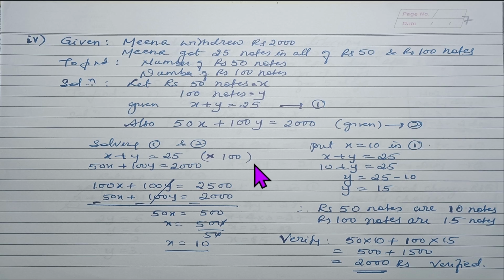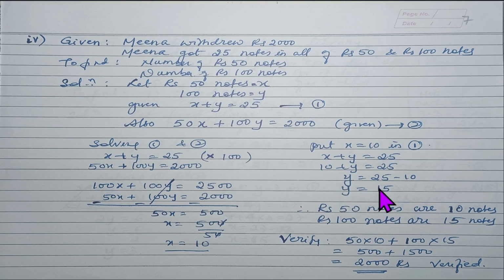Now we have to solve them. Let us take equation number 1 and 2 here. x plus y equal to 25, 50x plus 100y is equal to 2000. Now I want to eliminate y, so I have to make the coefficient of y as 100 here. So multiply equation 1 by 100, so it gets 100x plus 100y equal to 25 into 100, that is 2500, and the other is 50x plus 100y equal to 2000. Now subtract, so that y is eliminated. So 100x minus 50x is 50x, 2500 minus 2000 is 500, x is equal to 500 by 50, x is equal to 10. Now put x equal to 10 in equation 1: 10 plus y equal to 25, y is equal to 15.